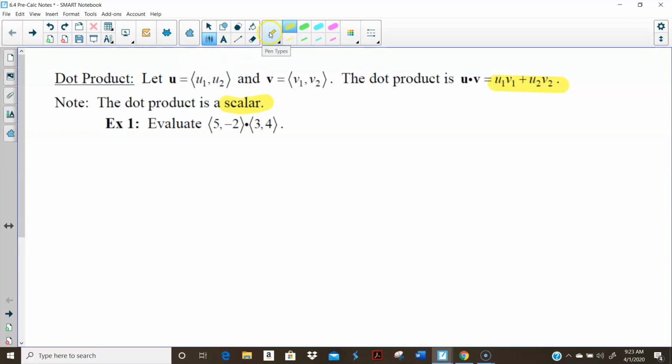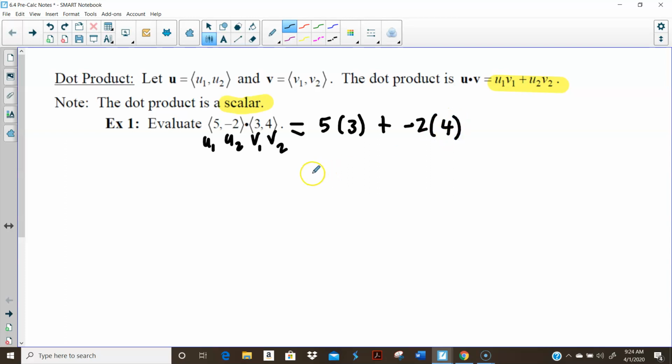So how this is going to work, let's look at example 1 and we'll try this one together. It's very simple. So if we take the dot product of these two vectors in component form, then our answer is going to be 5 times 3. This would be u1, u2, v1, v2. So we have vector u and vector v. The solution is going to be 5 times 3 plus -2 times 4. So the dot product is going to be 15 subtract 8, which equals 7.